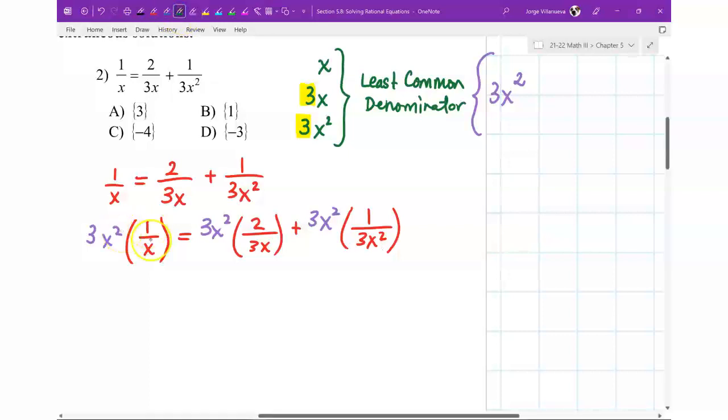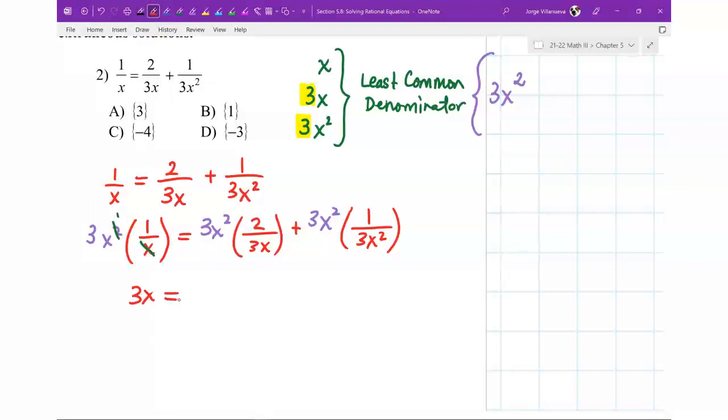3x squared times 1 over x. You guys remember you can cross cancel, right? We've been doing that. So notice one of the x's will cancel with that. I'll have x to the first right there. So I'm left with 3x. That's what's left over on the left side. Notice no more fraction.